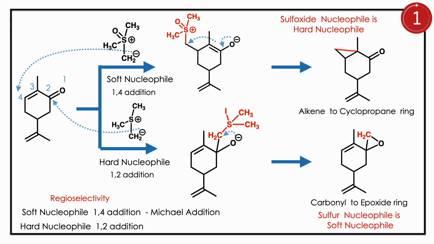The concept you have to learn here is that two different nucleophiles, based on hardness, attack the 1,2 or 1,4 position, which in turn promotes the regioselectivity.